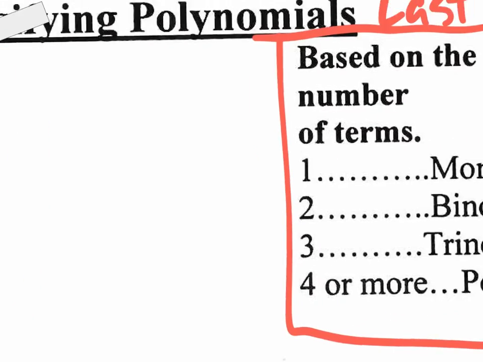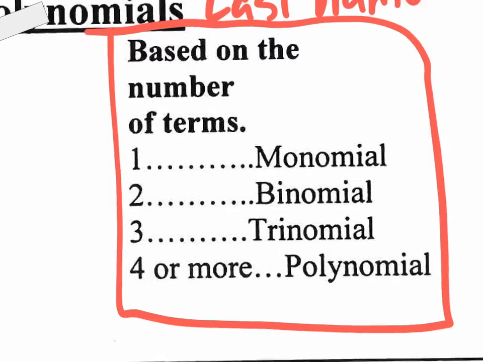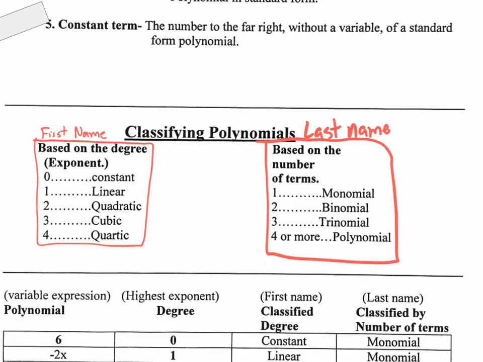The last name is based on the number of terms. Again, the pluses and the minuses are what separate terms. So if you only have one term, that's easy. It's a monomial. After all, mono means 1. If you have 2 terms, that's a binomial. That's easy. Bi means 2, right? Bicycle, 2 tires, right? If you have 3 terms, trinomial, right? Triangle has 3 angles, 3 sides. Trinomial has 3 terms. 4 or more, we just call it polynomial. There's many terms. So we have a first and a last name to each polynomial.